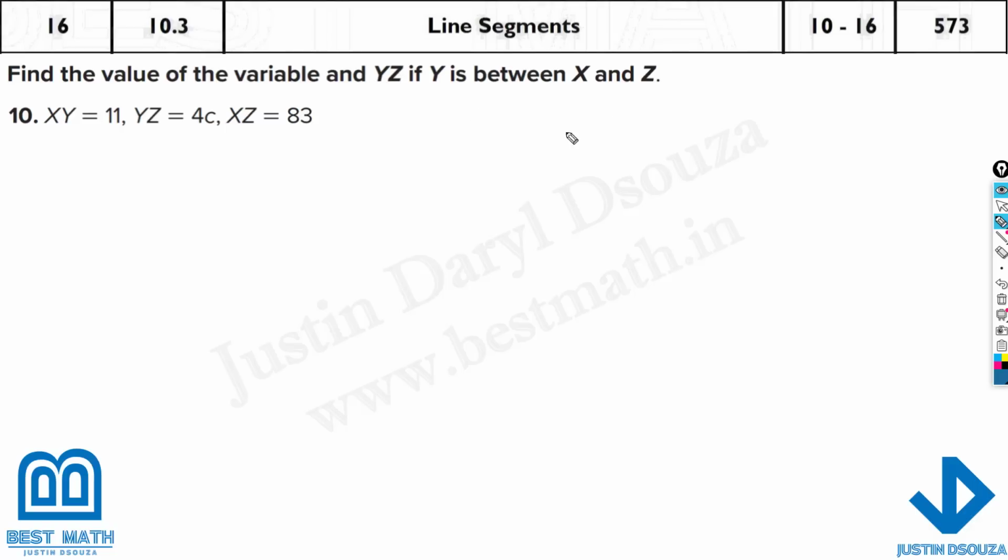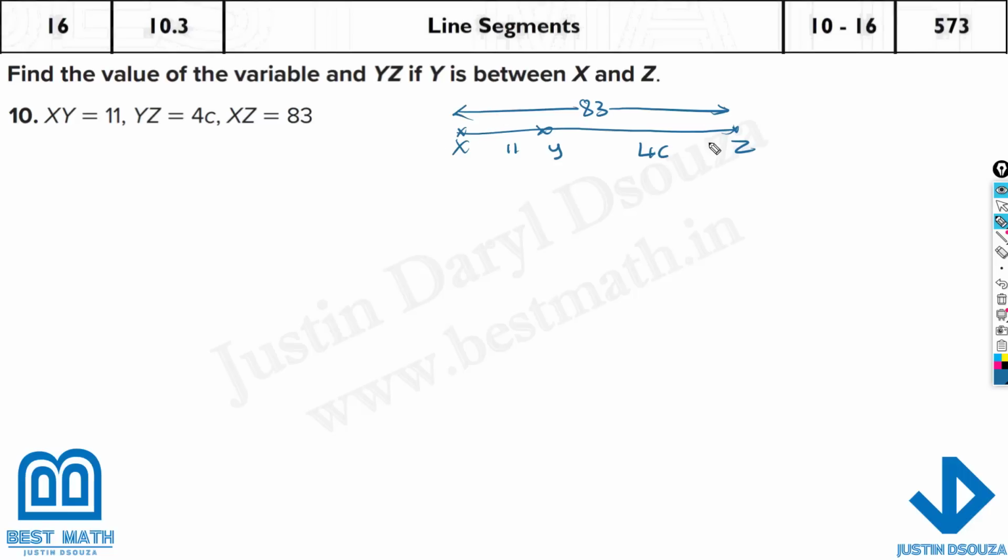If Y is in between X and Z, let's draw a line. Imagine these are the 2 points, X and Z, and Y is somewhere in between. I'm not sure where exactly it is. Now they have given us the dimensions. XY is 11, YZ is 4 times c, and XZ is 83. This 83 is the total XZ.